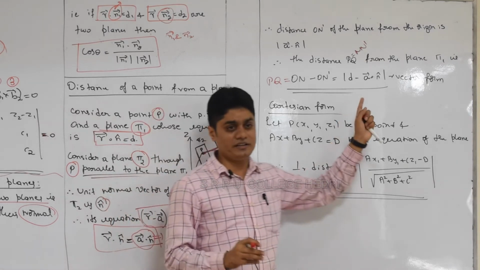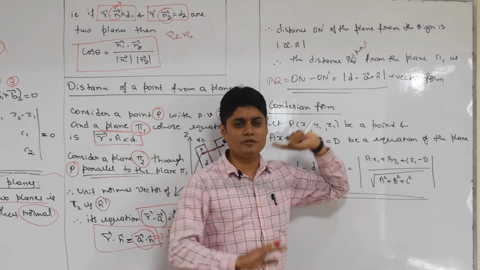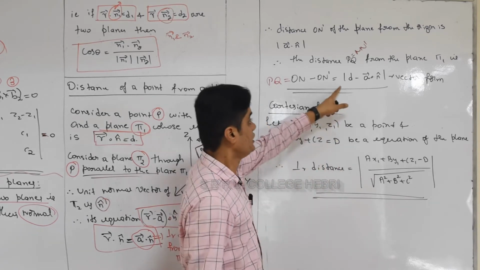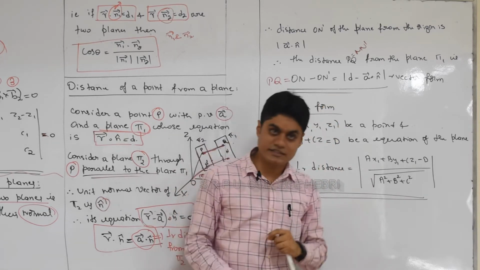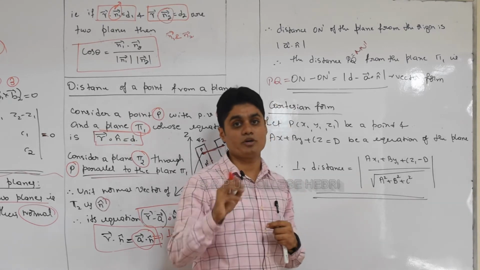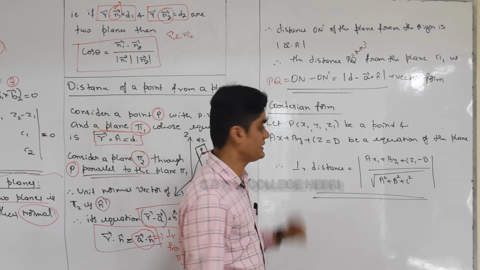But this is very rarely used in problems, because when a distance question comes, the vector form is usually not used. So we are actually going to use the Cartesian form. I'll show you now what the Cartesian form of the distance from the point to the plane is. There is no derivation here, I will directly give the answer, see.